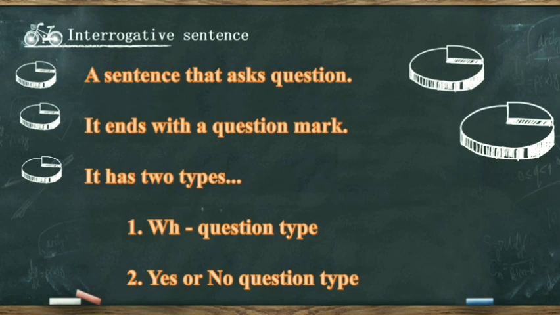And it has two types. The first one is WH question type and the next one is yes or no question type. I repeat it again. Interrogative sentences have two types. One is WH question type and the second one is yes or no question type.